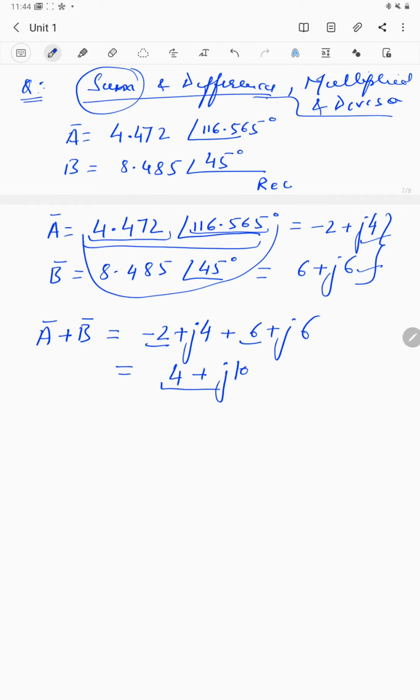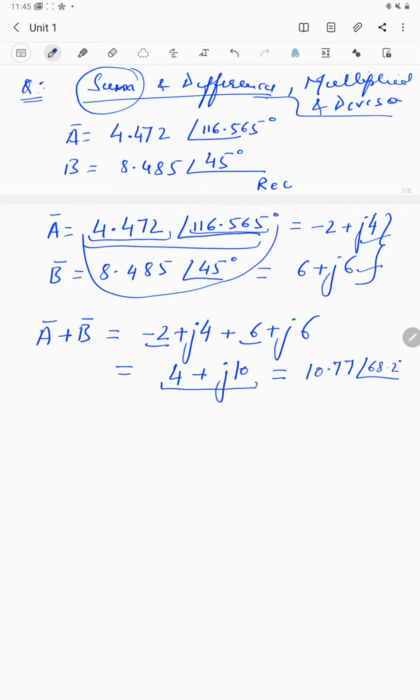So we have got the answer in the rectangular form. You can convert this into polar form also. The polar form you will get is 10.77 and the angle should be 68.2 degrees. Polar to rectangular and rectangular to polar, you can do these using your scientific calculator. It is mentioned there how to do it, and if anyone doesn't understand how to do this, you can ask me personally.